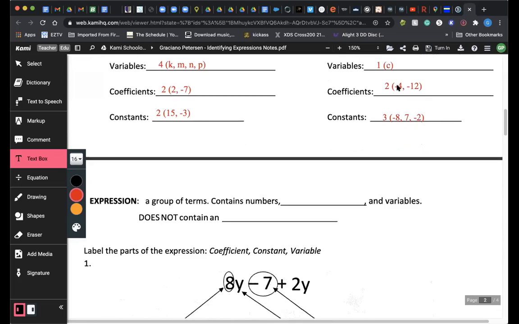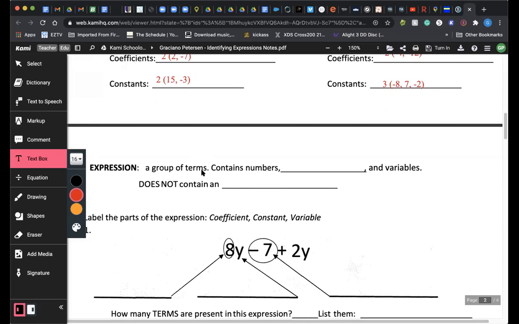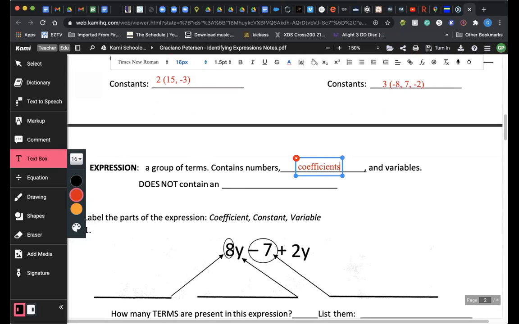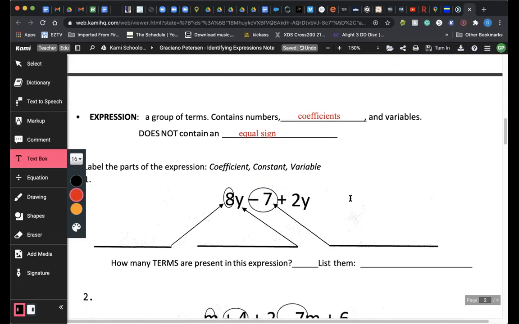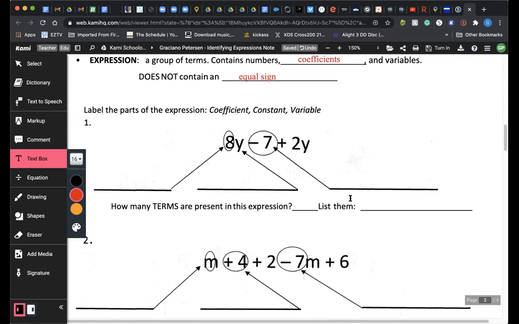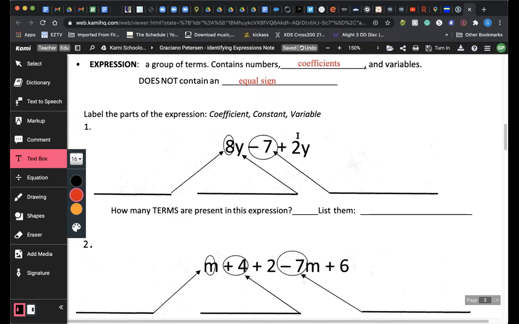Okay? So an expression is a group of terms. It contains numbers, coefficients, and variables, but it does not contain an equal sign. All right, so we have an example of an expression here, and we just need to label it.